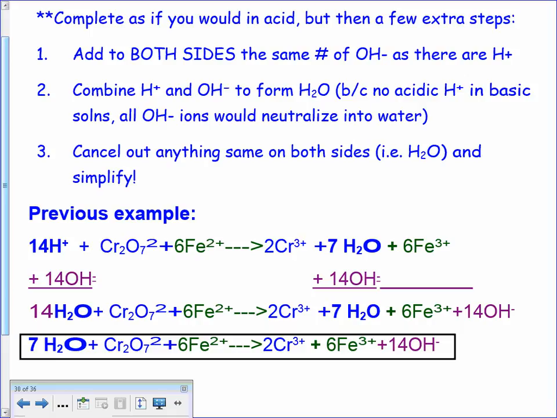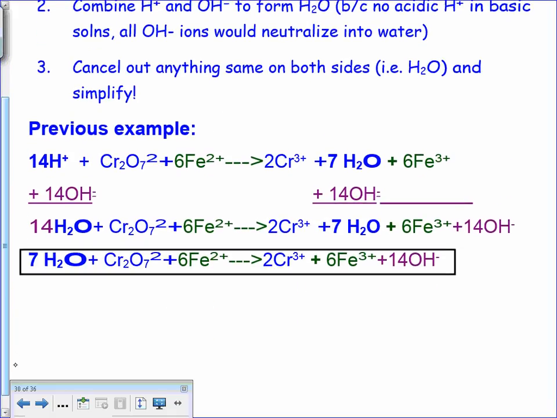Okay, so I'm going to go ahead and do an example, and I'll come back to this if I need to, but I'm going to scroll down here first. So previously in our demo example, we had 14 H pluses left over in the solution. That's impossible if it's present in base. So all the basic ions, hydroxides, would neutralize 14 here. But to keep our charge balance that we worked so hard to get to, we need to add 14 negatives, or OH negatives, on this side as well.